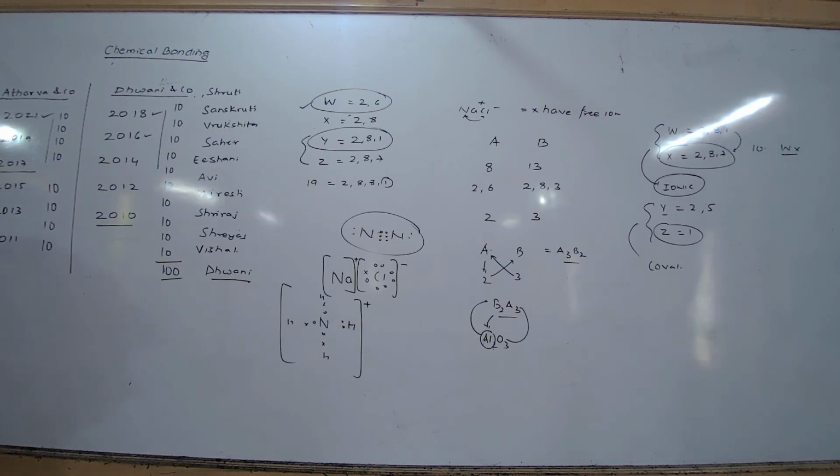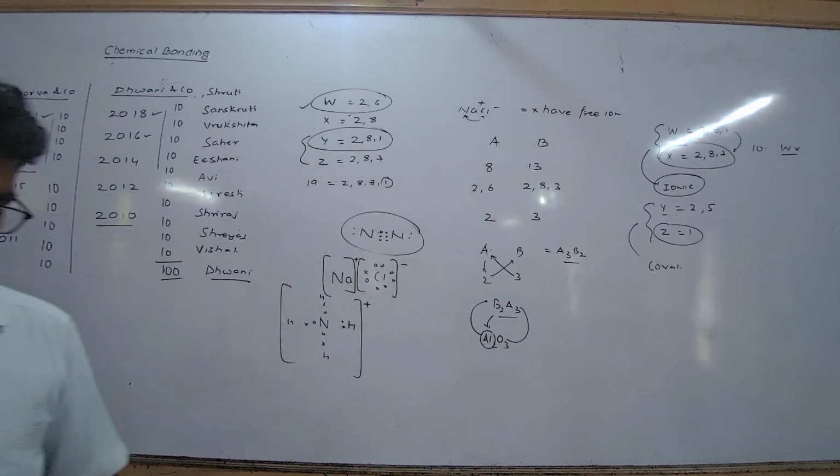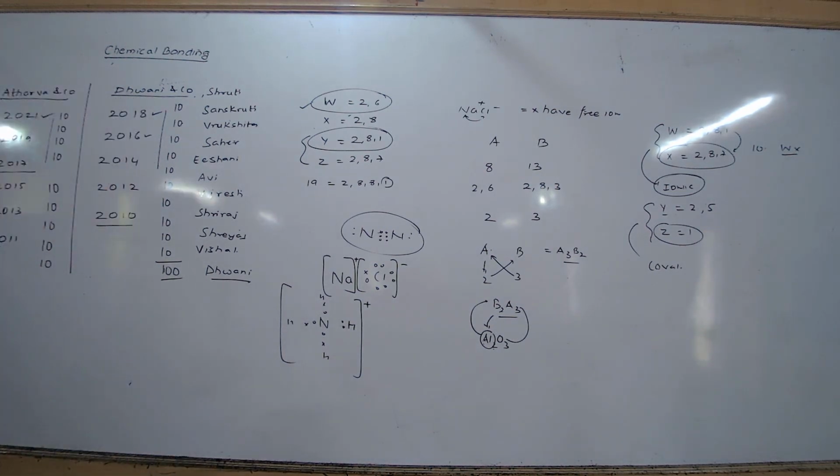The tendency of an atom to attract electrons towards itself when combined in a covalent compound. Yes. Electronegativity. Very good. Next one, second. The covalent bond in which the electrons are shared equally between the combining atoms. Non-polar. Excellent. Next one.